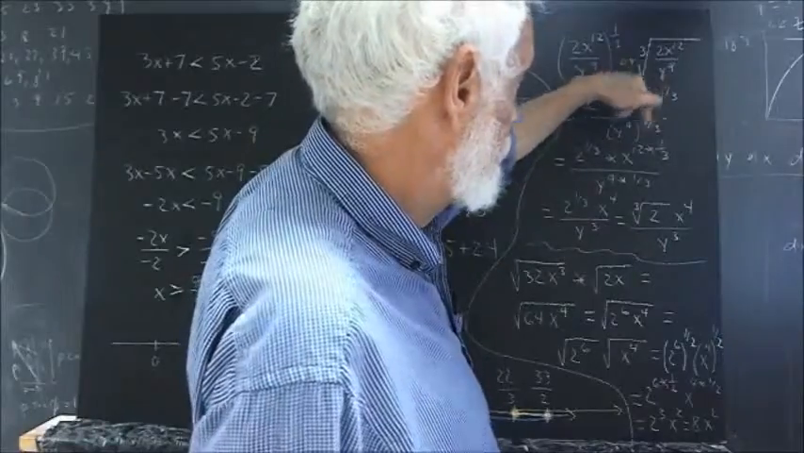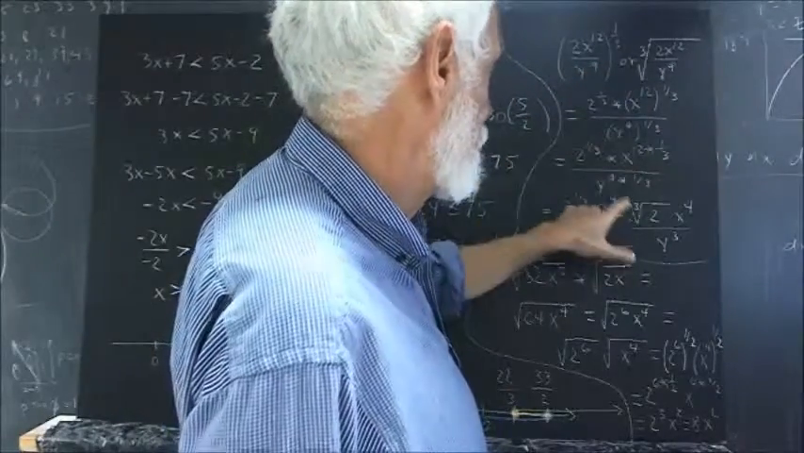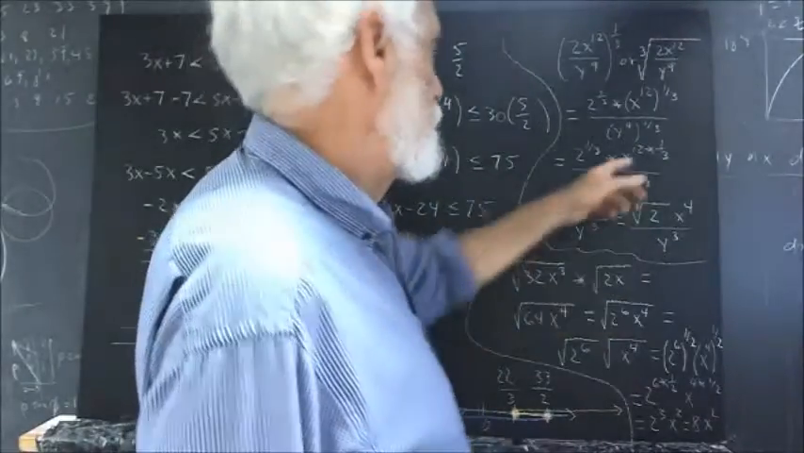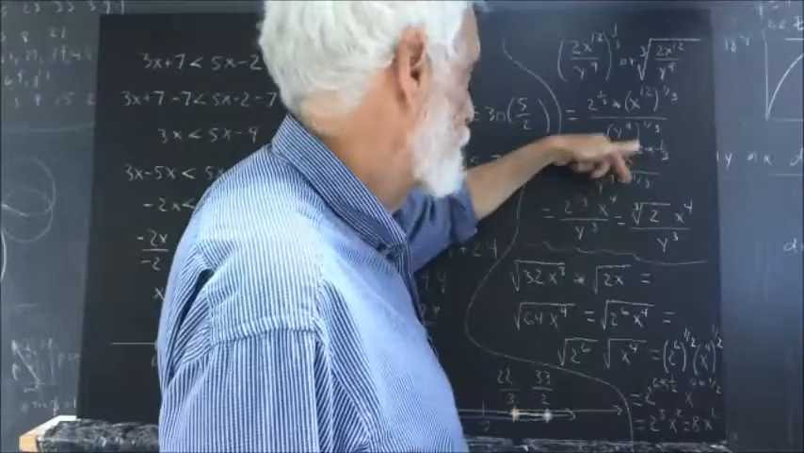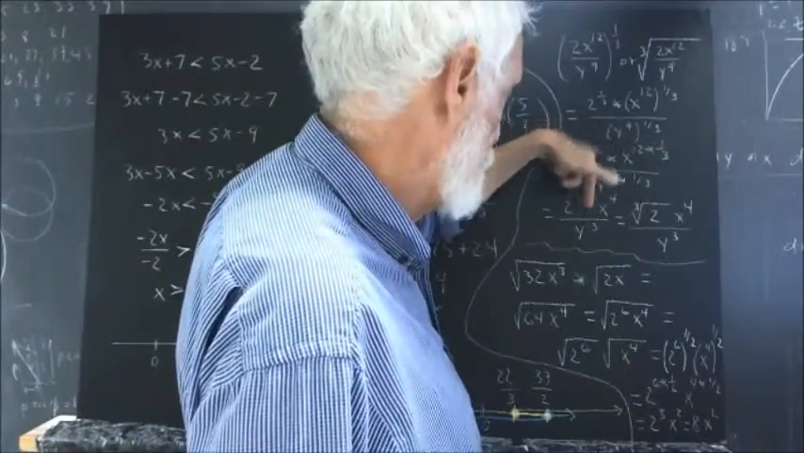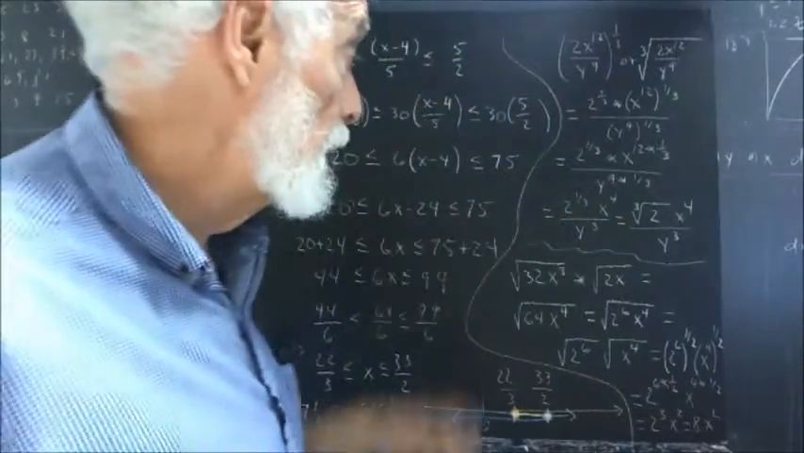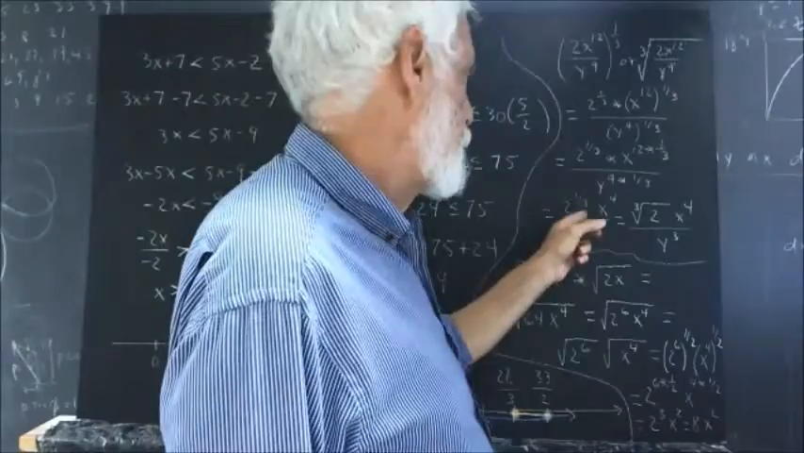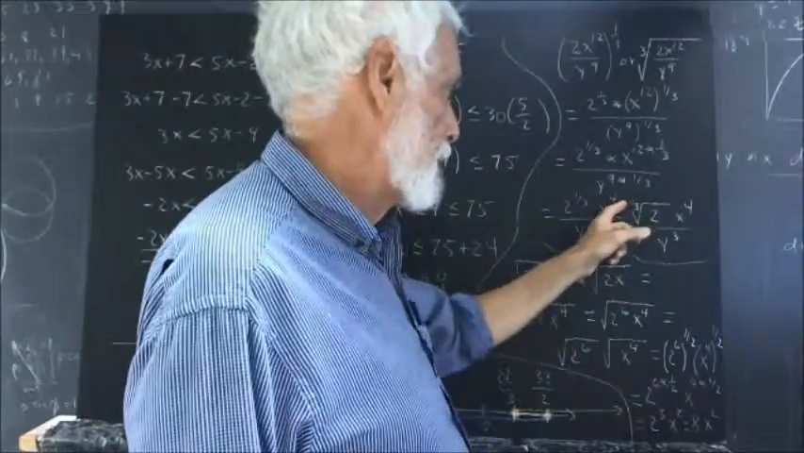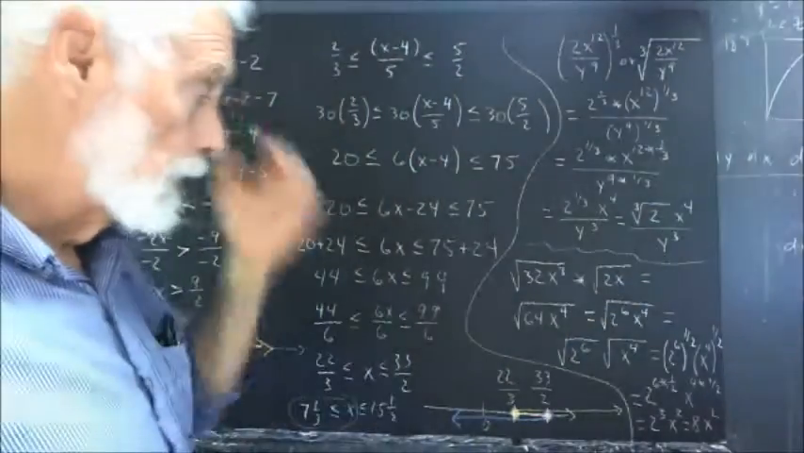So 12 times 1/3. And similarly down here, y to the 9th to the 1/3 is y to the 9 times 1/3. And 12 times 1/3 is 4, so we have x to the 4th. 9 times 1/3 is 3, so we have y to the 3rd here. And now 2 to the 1/3 could be written as cube root of 2, and then that's times x to the 4th over y to the 3rd. So that's a fairly straightforward simplification.